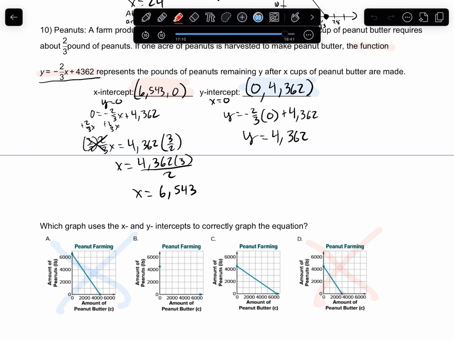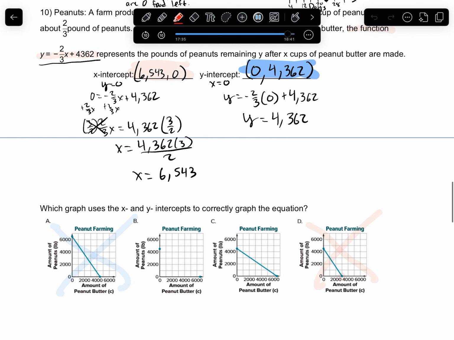The question that we're given is, which one of these four graphs fits the description of the x-intercept and the y-intercept? So let me start with the y-intercept. From the origin, I am moving up 4,362. So I'm looking for something that looks like that. So it looks like definitely not that one. The other three look pretty good so far. So we'll keep those three.